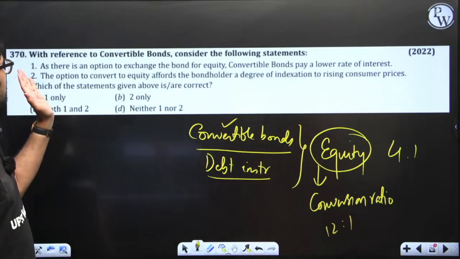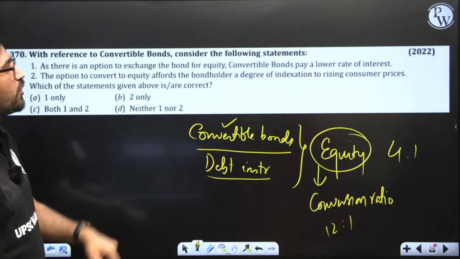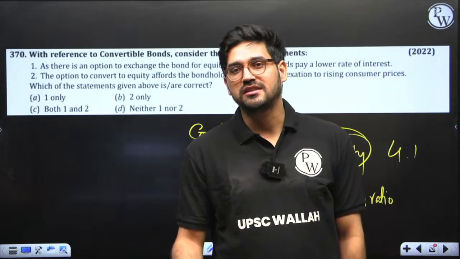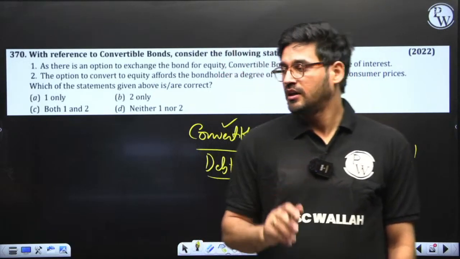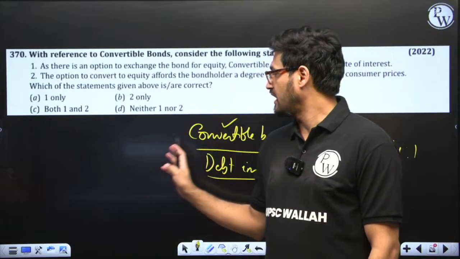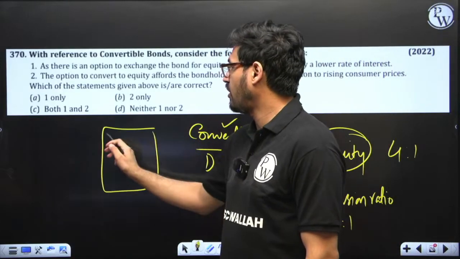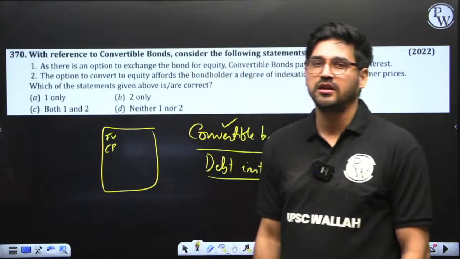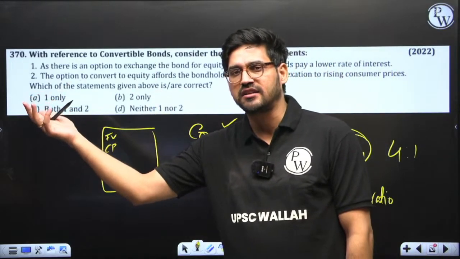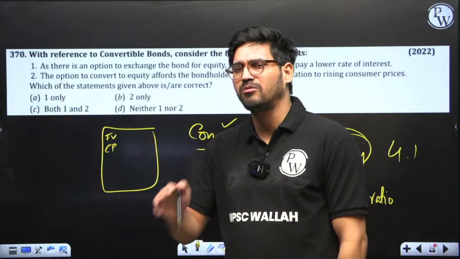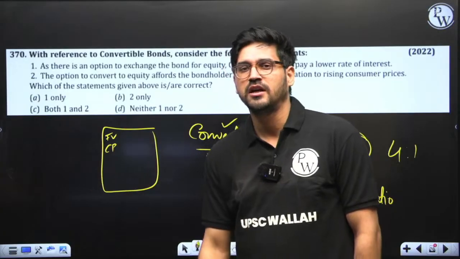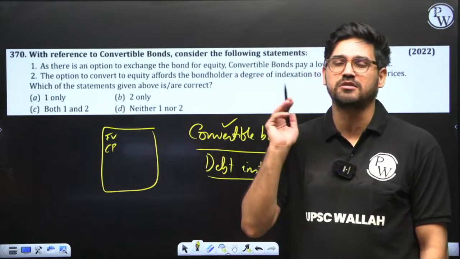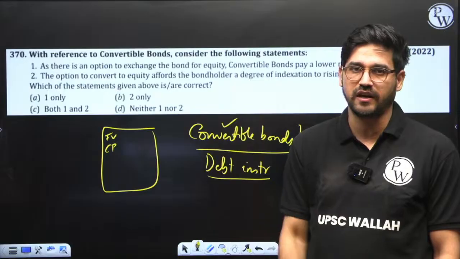The question is, as there is an option to exchange the bond for equity, convertible bonds pay a lower rate of interest. Now, this is absolutely correct. The idea here is whenever you subscribe to a bond, it is going to carry a face value. A bond is also going to carry a fixed coupon payment. The coupon payment may be linked to any other thing, but that is called a variable coupon rate bond. But most of the bonds are going to be fixed coupon bonds. That means it's a fixed income instrument. You already know how much interest money or how much coupon payments you're going to get over the face value.